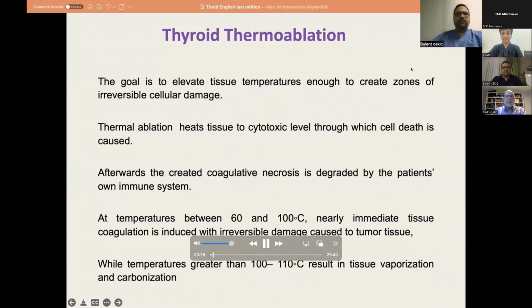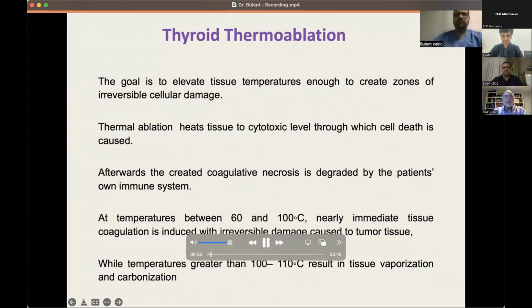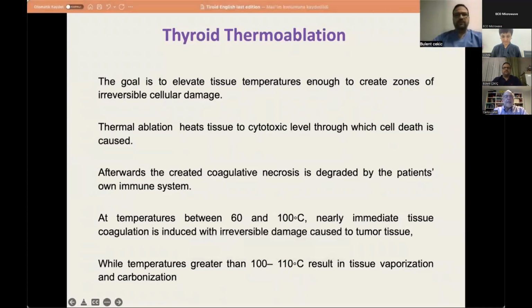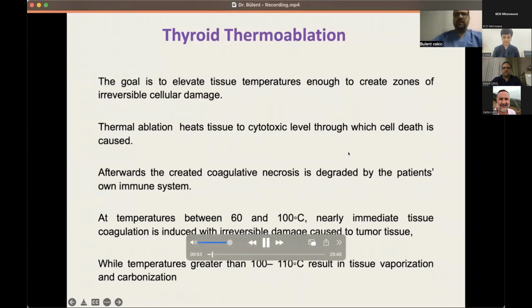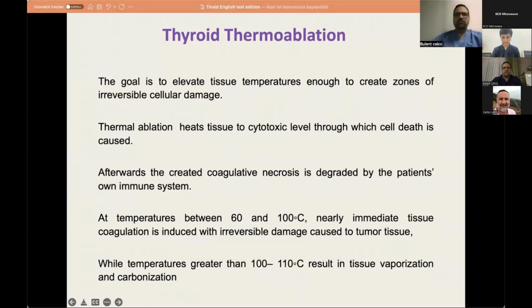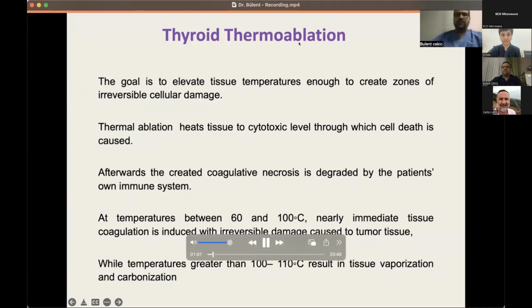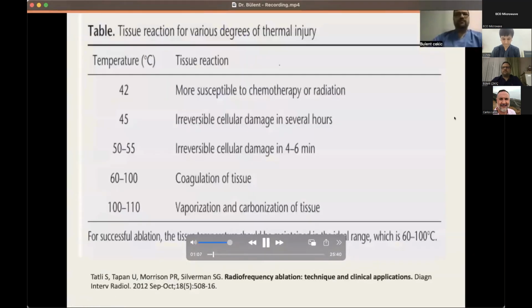Now, thyroid thermoablation. The goal of thyroid thermoablation is to elevate tissue temperature in order to create zones of irreversible cellular damage. Thermal ablation heats tissue to a cytotoxic level through which cell death is caused. Afterwards, the created coagulative necrosis is degraded by the patient's own immune system. At temperatures between 60 and 100 Celsius, nearly immediate tissue coagulation is induced with irreversible damage caused to tumor tissue, while temperatures greater than 100 to 110 Celsius result in tissue vaporization and carbonization.